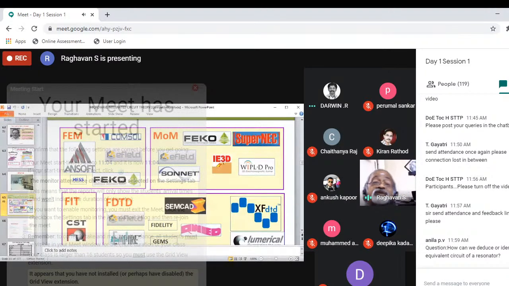And each software is based on some theory. One is on FEM, another is on FDTD. Tomorrow there's a session by Dr. Mohan on FDTD. Then method of moments, IE3D is method of moments. Method of lines, no software has come so far. Then integration technique. So different techniques are there.